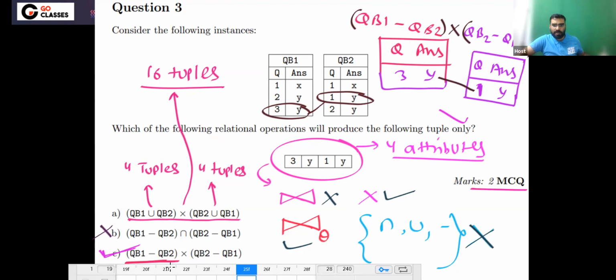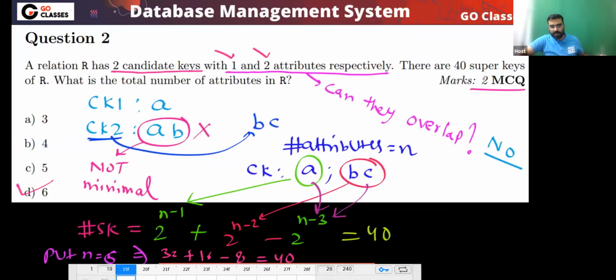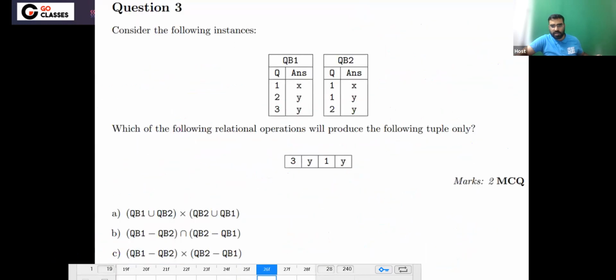So far, how many marks did you get? You can honestly tell me, did you try these questions on your own? So total 6 marks you got, right? Okay, now let's move on. So this is a simple question that we can easily solve.